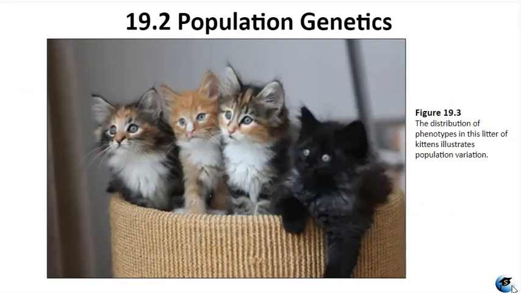Figure 19.3 is showing an example of the distribution of phenotypes in a litter of kittens. So I didn't really have anything else to say about this. I just wanted to show you some cute kittens.